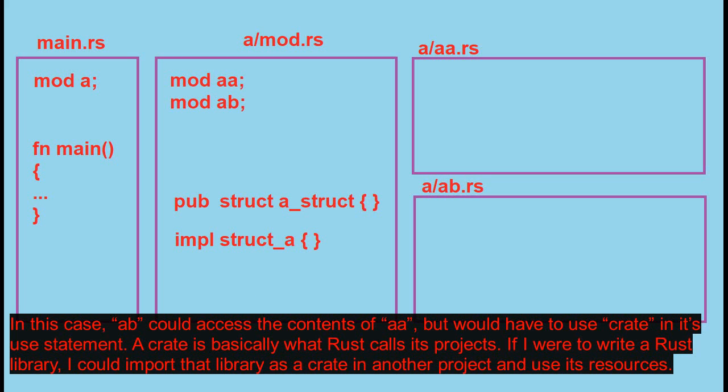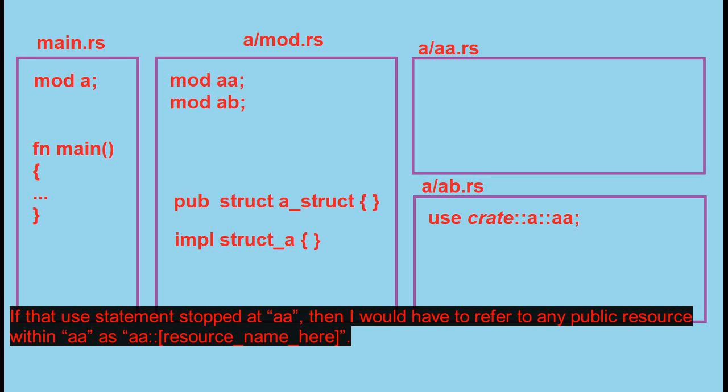In this case, AB could access the contents of AA, but would have to use crate in its use statement. A crate is basically what Rust calls its projects. If I were to write a Rust library, I could import that library as a crate in another project and use its resources. If that use statement stopped at AA, then I would have to refer to any public resource within AA as AA::resource_name_here.